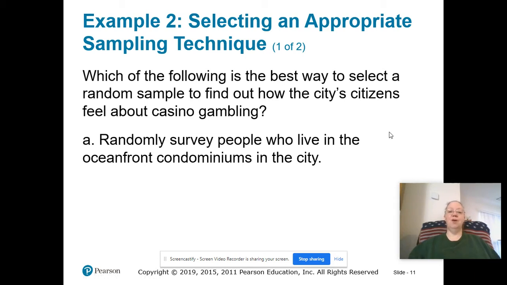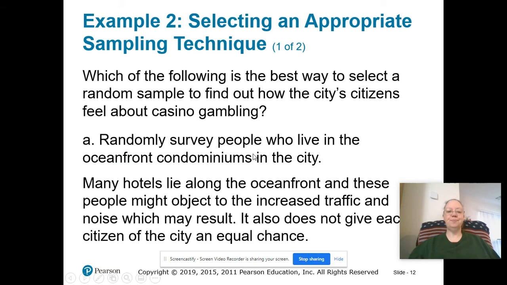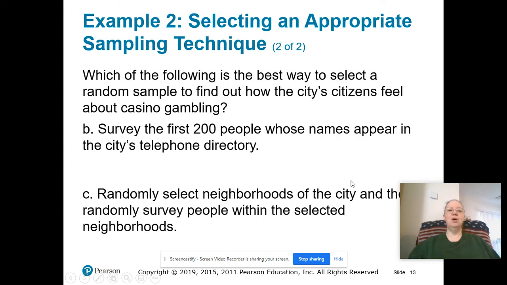Randomly survey people who live in the oceanfront condominiums in the city. Not a good idea. Think of this as being random because people who have oceanfront condominiums tend to be wealthier. The hotels tend to be on the oceanfront, so the oceanfront condominium people may not want all of the increased traffic that a hotel would bring. Yes, they might object to the increased traffic, the noise. It doesn't give each citizen of the city an equal chance of telling their point of view.